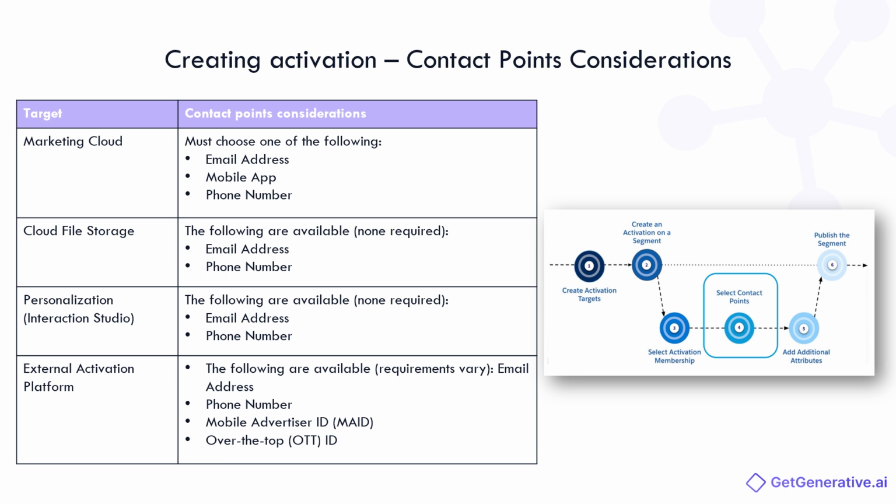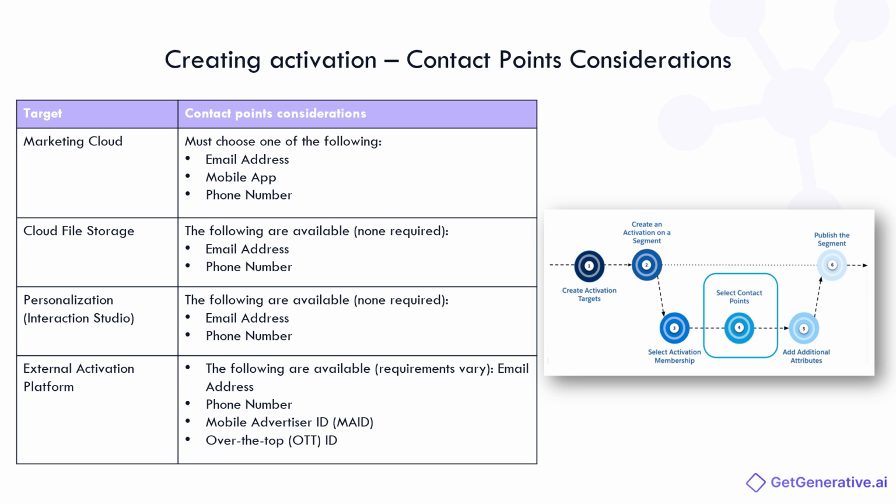So any one of these 3 things is necessary. For cloud file storage, we don't really need any of it because it's file storage. We don't know for what purpose cloud storage will use the data. It can have a wider variety of purposes than just sending an email or SMS. Hence, you can use email or phone number, but none of them are required. For personalization, email address or phone number, but again, none of them are required.